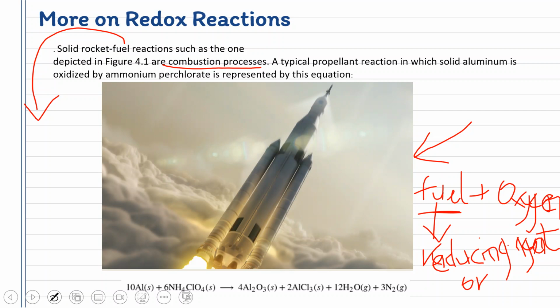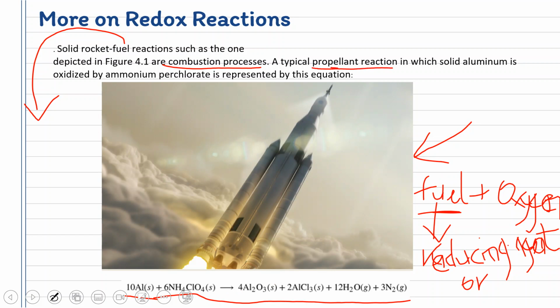So look at this particular reaction we have down here. This reaction you see down here, that's an example of what we are talking about. Actually, this reaction is an example of the type of reaction that is going on. It's called a propellant reaction. Look at it.